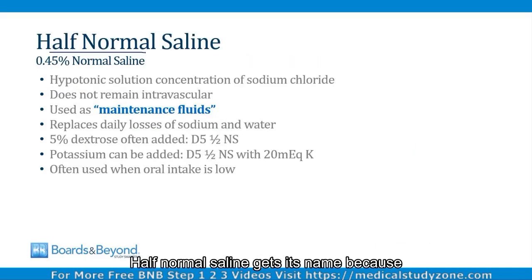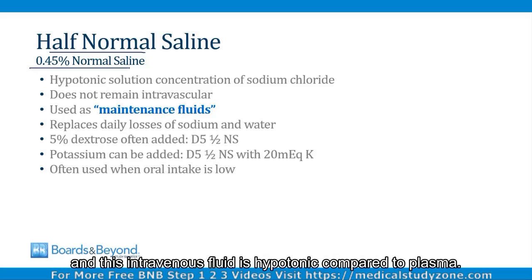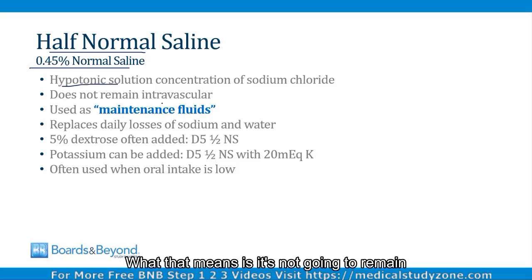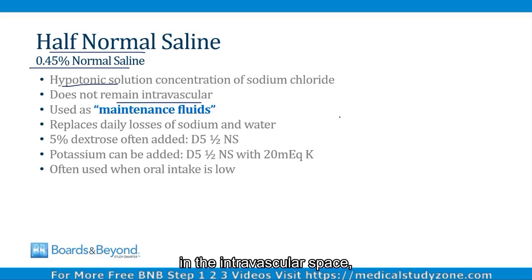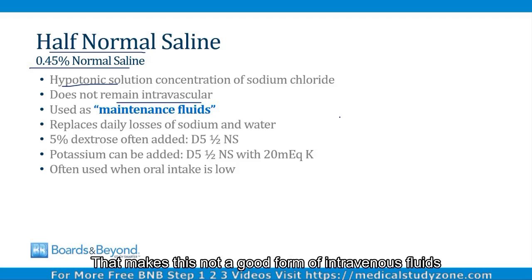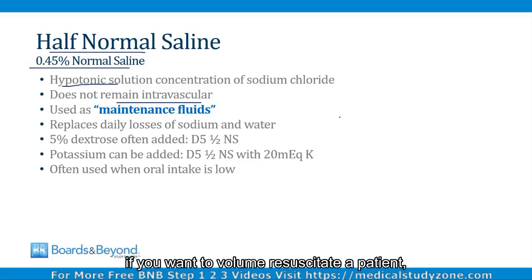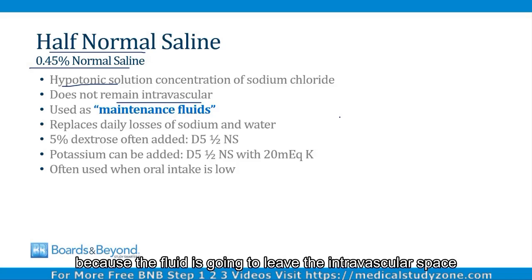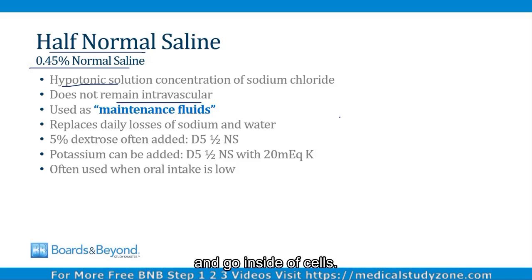Half normal saline gets its name because it's got half the concentration of sodium chloride as normal saline. It's also called 0.45% normal saline. And this intravenous fluid is hypotonic compared to plasma. What that means is it's not going to remain in the intravascular space. It's going to diffuse into cells. That makes this not a good form of intravenous fluids if you want to volume resuscitate a patient, because the fluid is going to leave the intravascular space and go inside of cells.